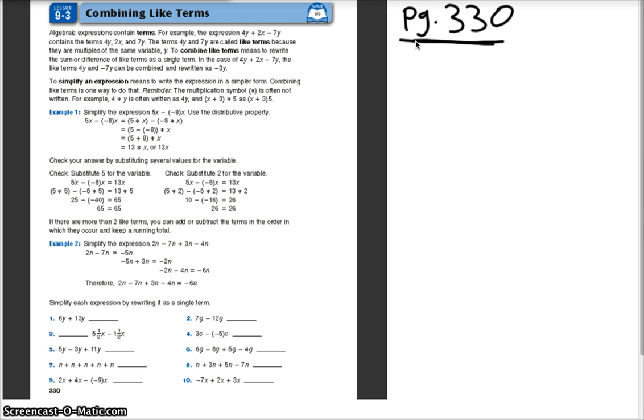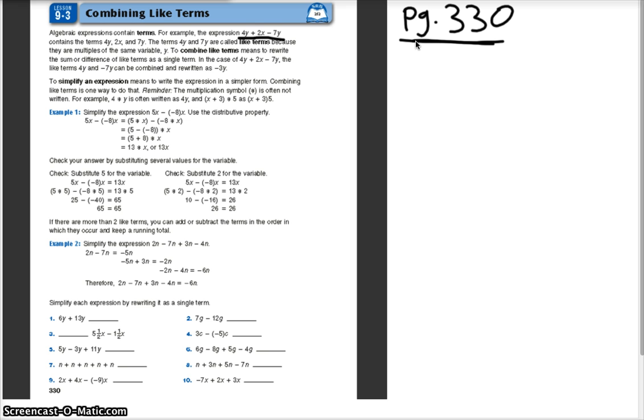So what we're talking about is combining like terms. When we have something called an algebraic expression, it looks something like this, right there where I just marked. So we have 4y plus 2x minus 7y. That could be an algebraic expression. The reason it is algebraic is because we have variables. Remember, a variable is a letter. It's what we use in place of a number. So we can plug in numbers to our variables.